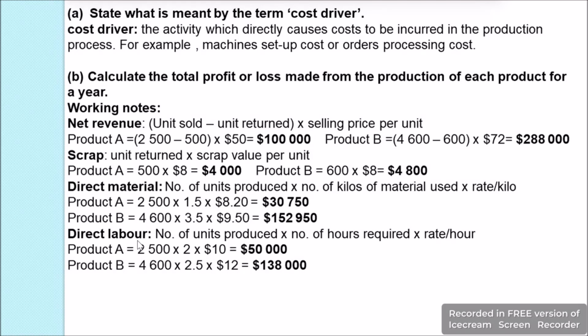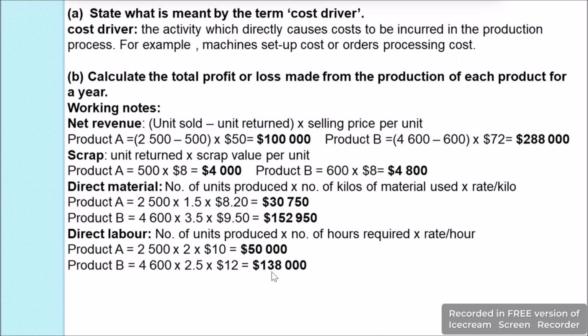Then we have direct labor, where we will take the number of units produced, multiply it with the number of hours of work required to produce one product, and then the labor rate which we are paying per hour. So for product A, we have 2,500 times 2 times 10, which will be $50,000. For product B, we have produced 4,600 units and the number of labor hours required to produce 1 unit is 2.5 hours. So we will multiply with this, and then the wage rate is $12 per hour.